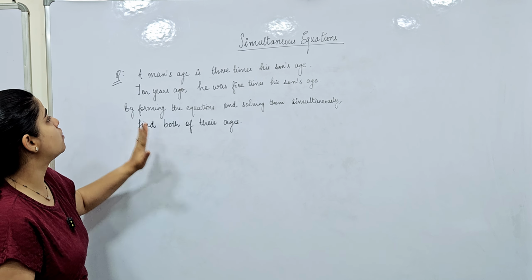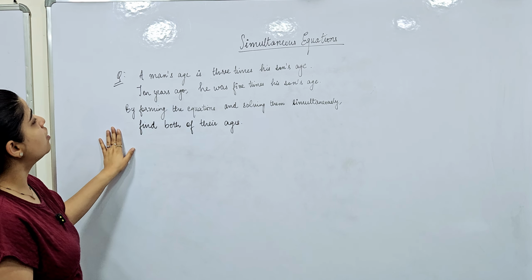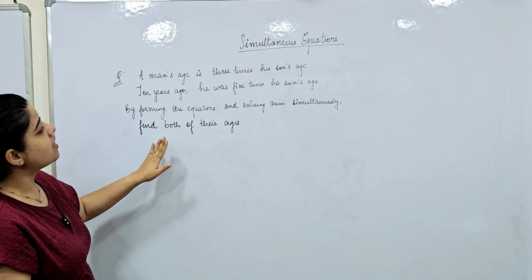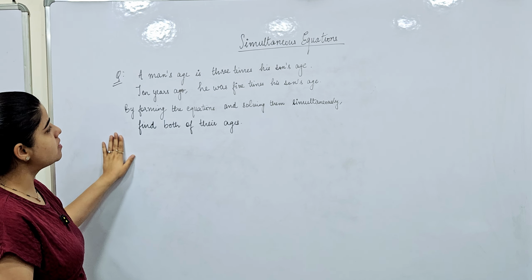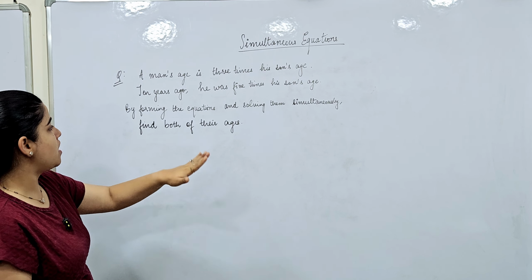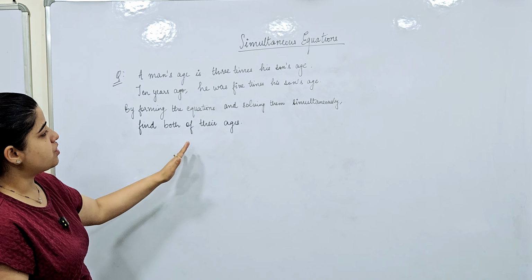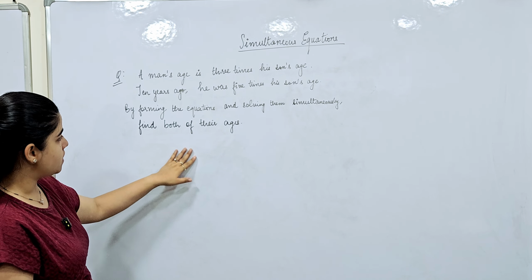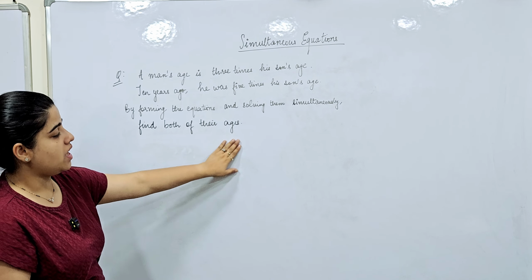Okay, so let's look at the question first and read the question. A man's age is 3 times his son's age. 10 years ago, he was 5 times his son's age. By forming the equations and solving them simultaneously, find both of their ages.